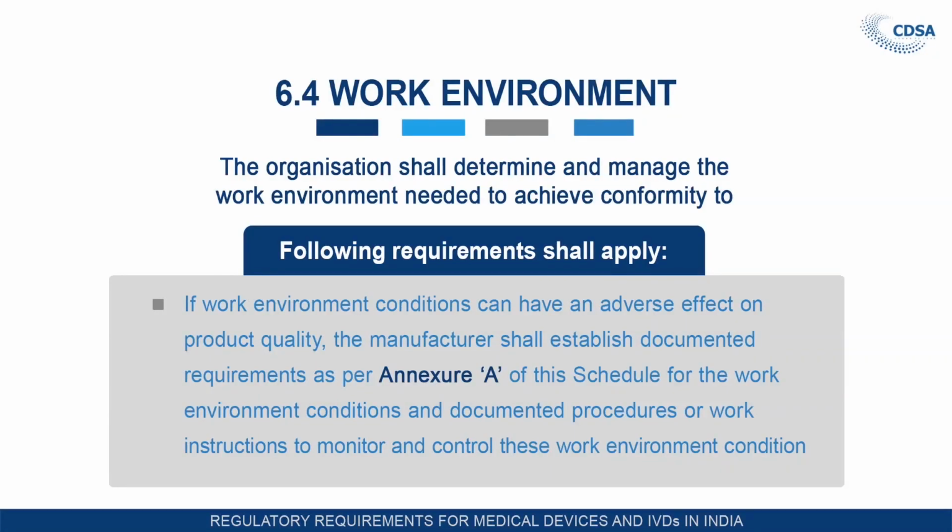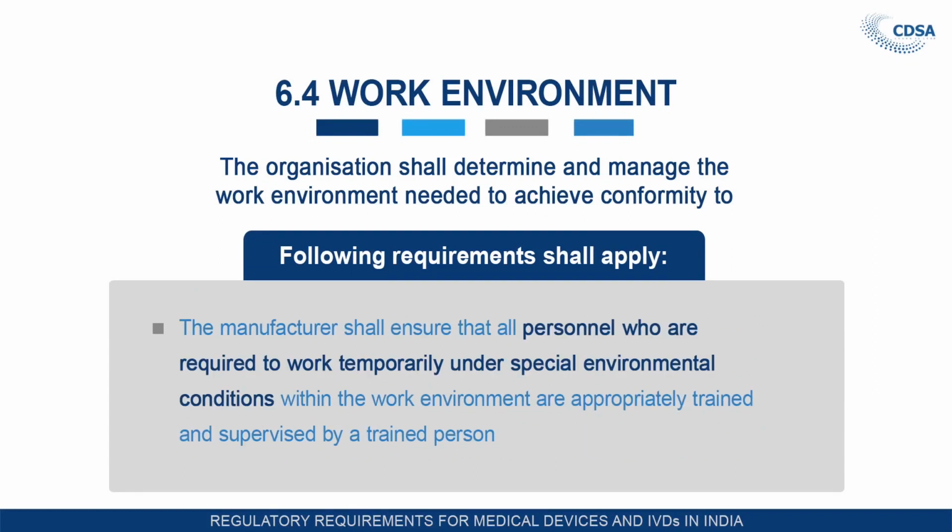If work environment conditions can have an adverse effect on product quality, the manufacturer shall establish documented requirements as per Section A of the schedule for the work environment conditions and documented procedures or work instructions to monitor and control these work environmental conditions. The manufacturer shall ensure that all personnel who are required to work temporarily under special environment conditions within the work environment are appropriately trained and supervised by trained personnel.